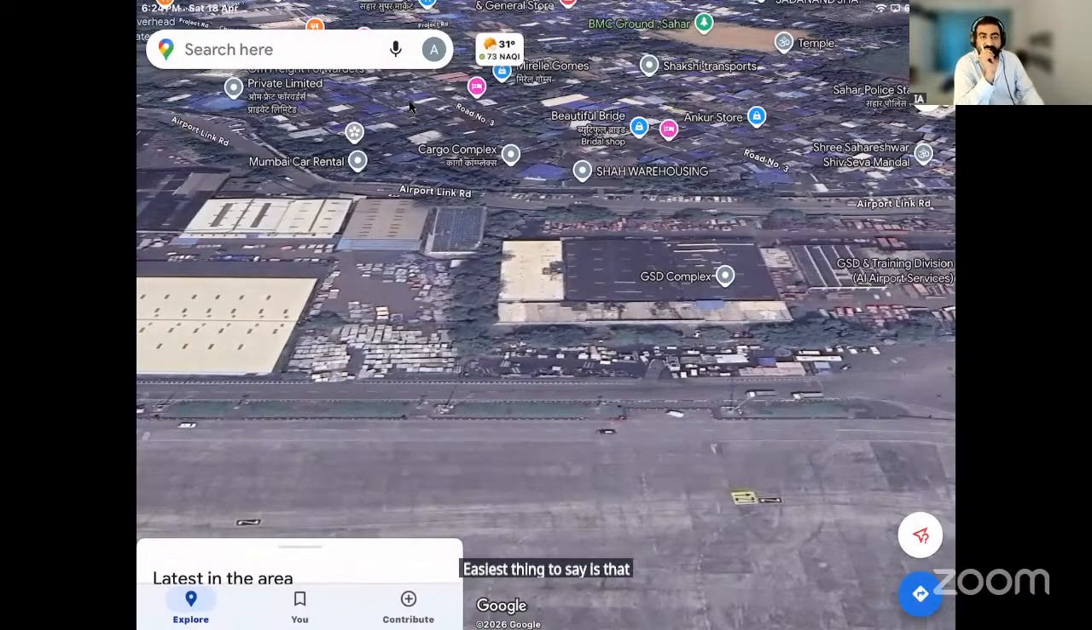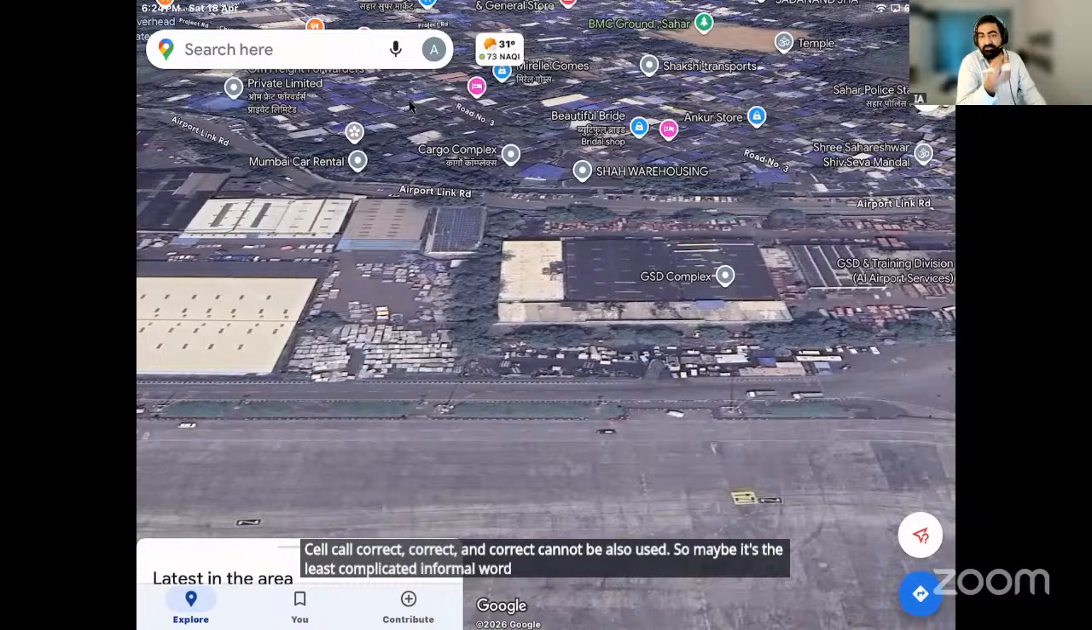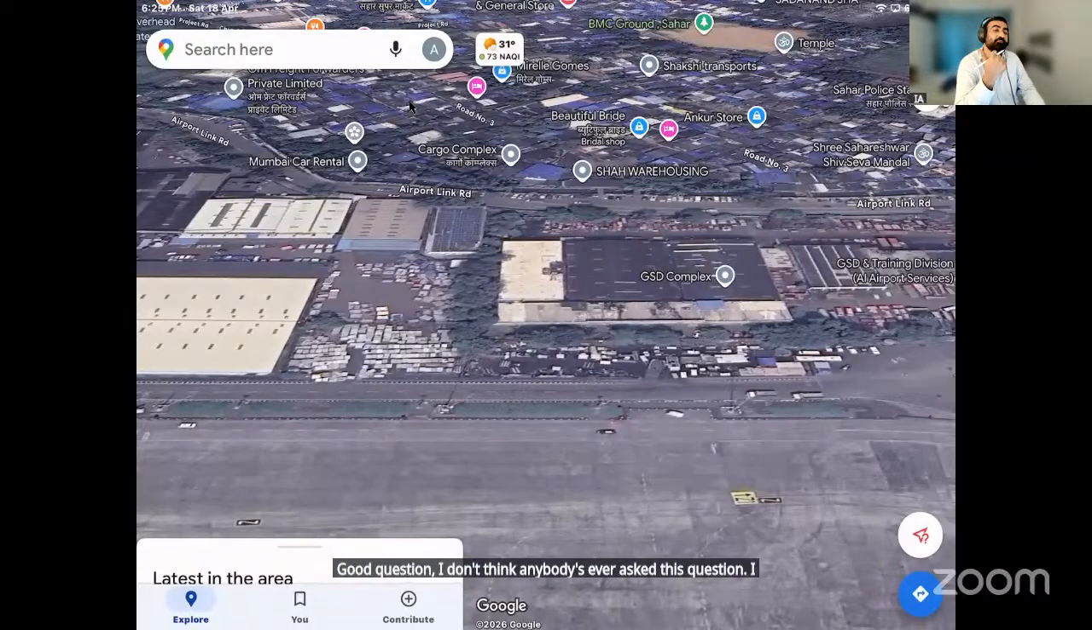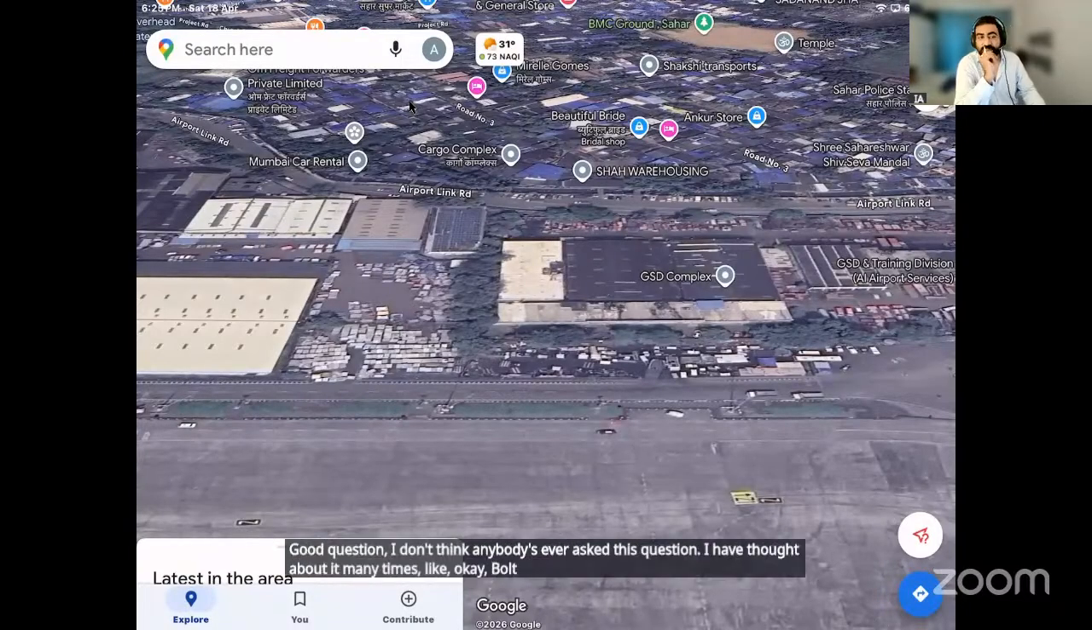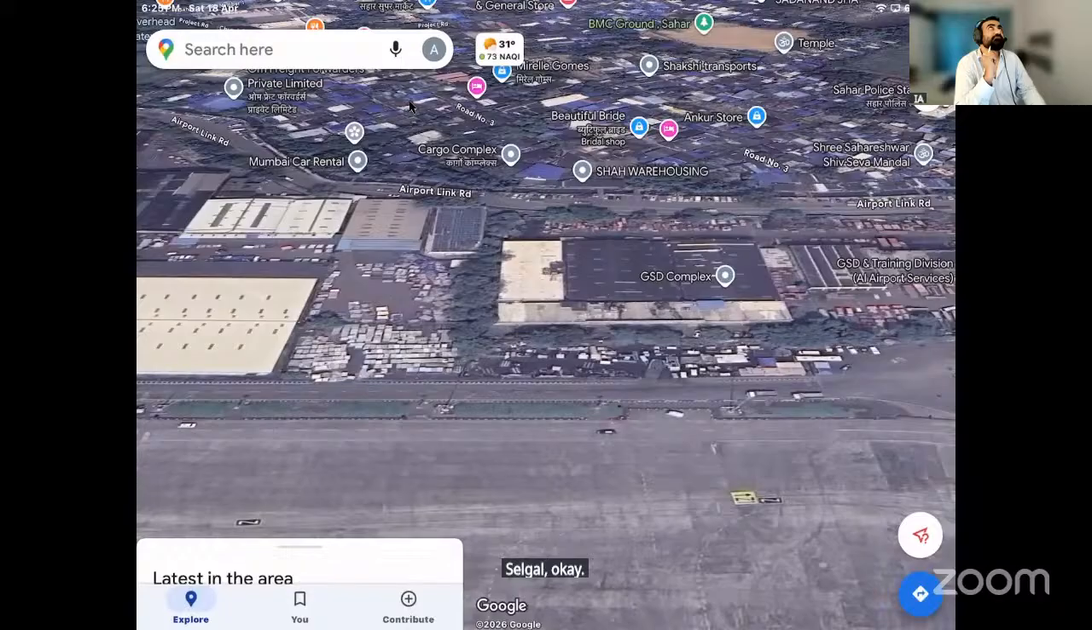What about positive, sir? No, not used. Positive also not used. Selcal correct. Correct cannot be also used. So maybe it's the least complicated informal word used here. Maybe that's why. Good question. I don't think anybody's ever asked this question. I have thought about it many times. Like, okay, बोल रहे हैं, ठीक है, sounds good. Selcal, okay. Rest everything we say operational or unable, system equipment failure, equipment malfunction.